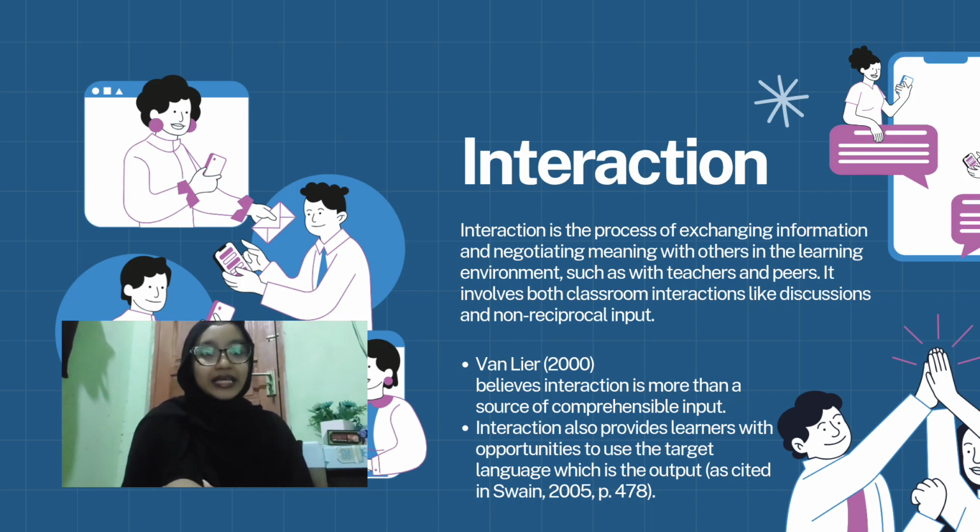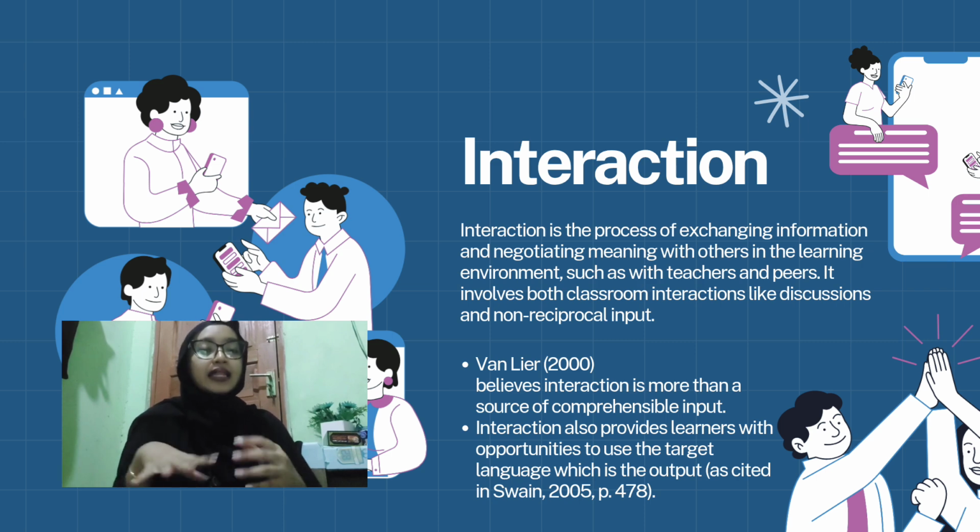Okay, guys, we finally arrived at this slide. It's basically talking about interaction. As we know, we are talking about learners' external factors in English language learning. When it comes to interaction, interaction is the process of exchanging information and negotiating meaning with others in the learning environment. That's why interaction must include at least two persons, like students with teachers, or students with other students, because interaction should be about exchanging information.